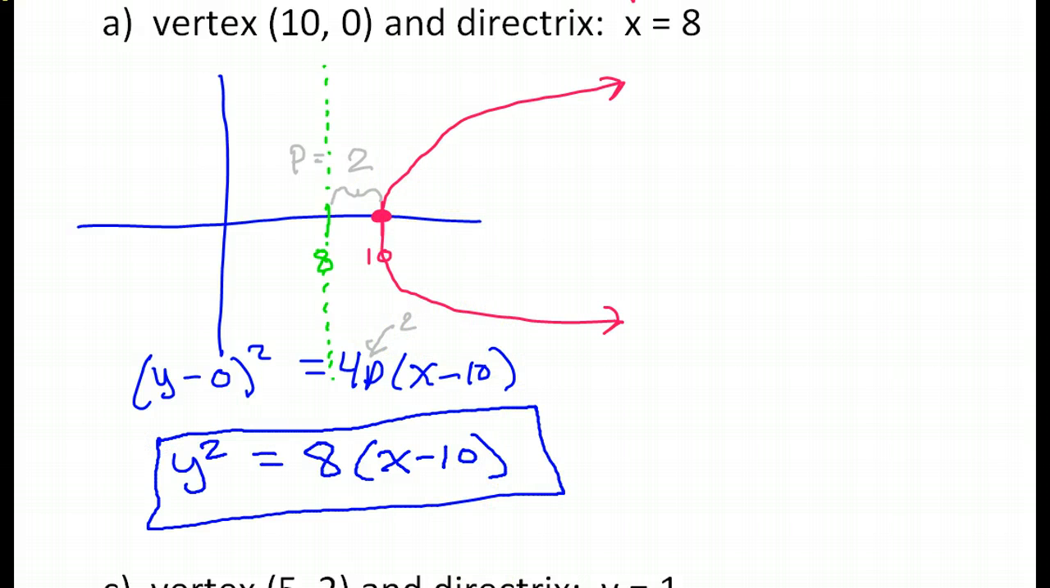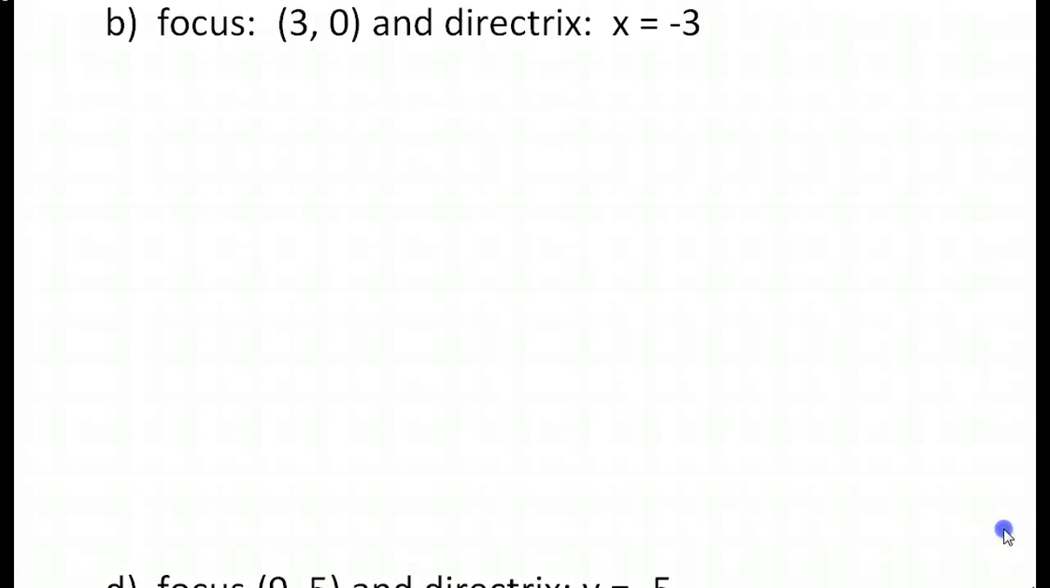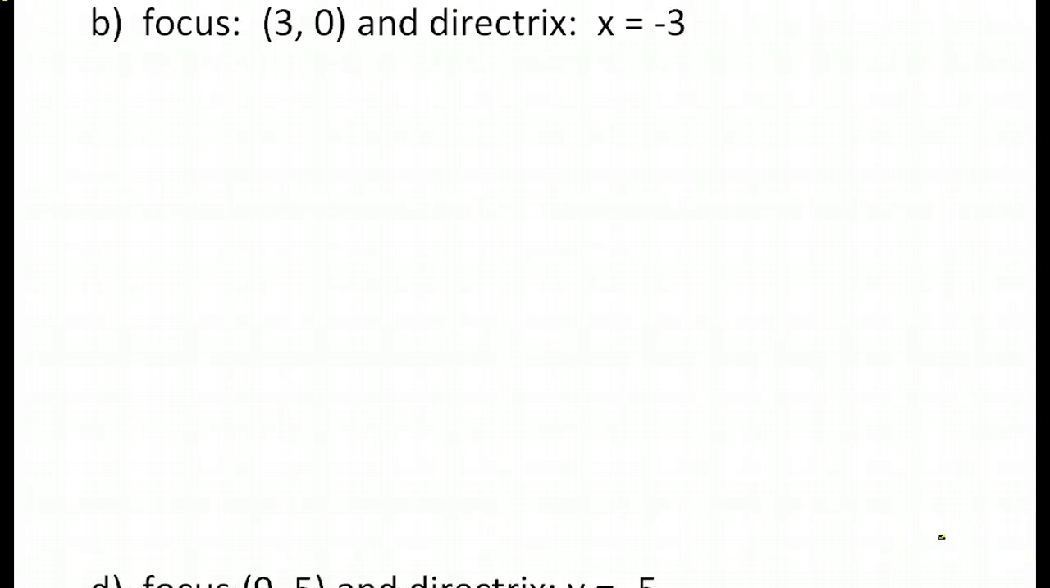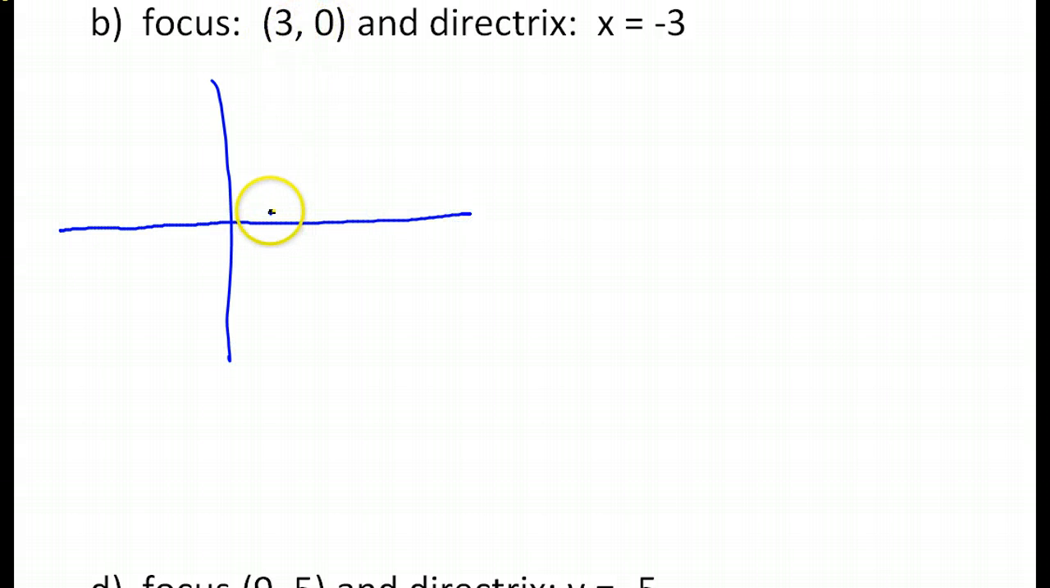Okay, that's A. Let's do B. We have the focus at 3, 0, and we have the directrix again. So again, let's make a sketch. Alright, 3, 0. So 1, 2, 3. I always make my focus in green for some reason. So this is the focus here at 3, 0.